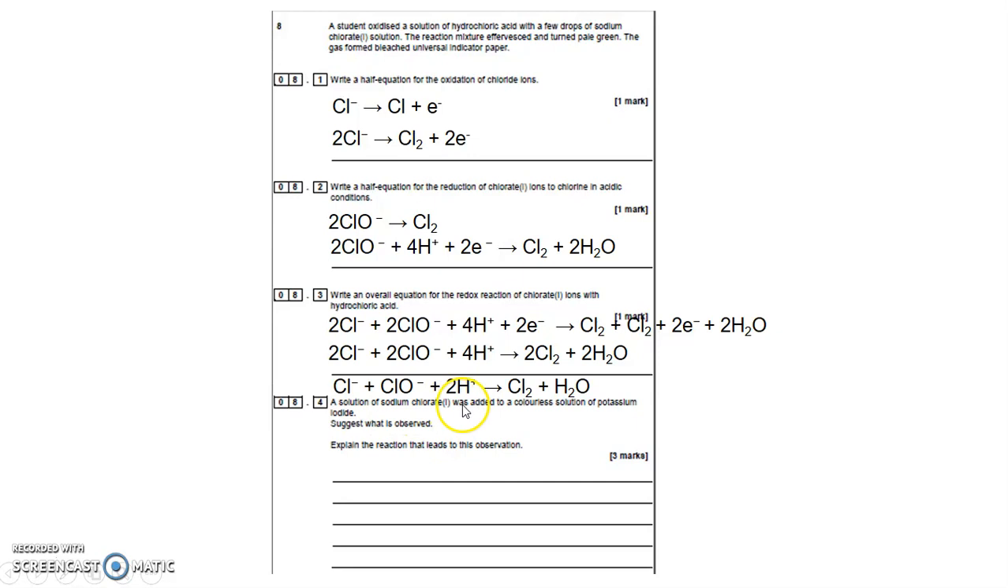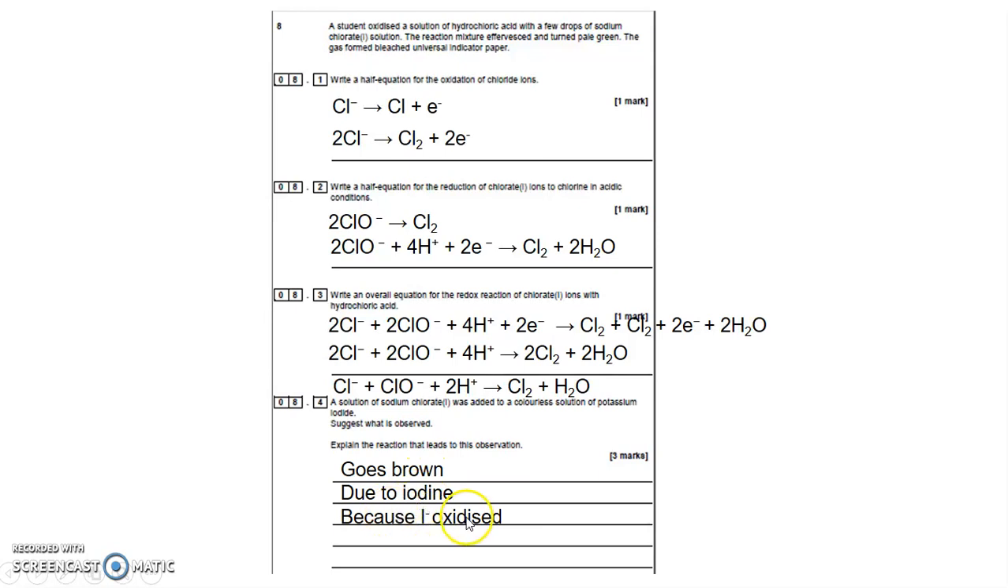A solution of sodium chlorate(I) was added to a colourless solution of potassium iodide. So what I've got is chlorate(I) just as before, but instead of chloride making chlorine, I've got potassium iodide making iodine. So iodine is a black solid, but when it's in solution, when there's some water around, when it dissolves, it goes to a brown colour. So the black solid of iodine dissolves to make a brown solution.